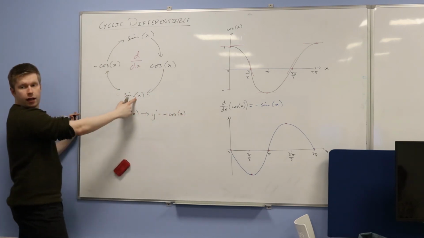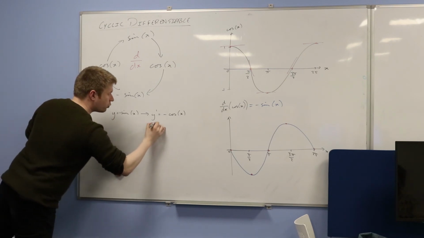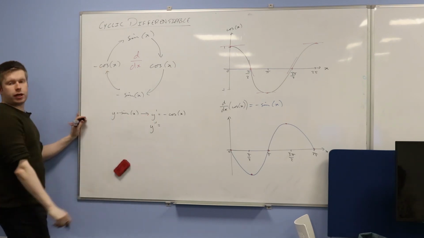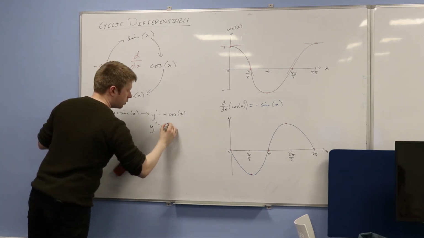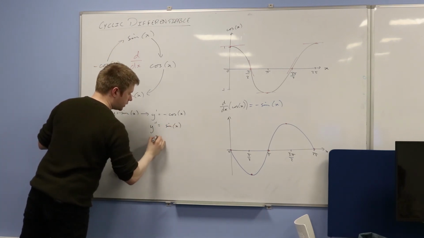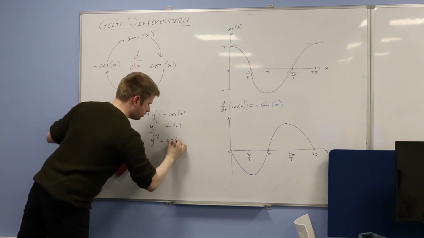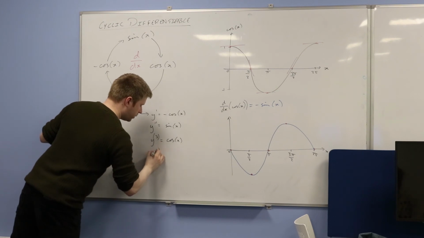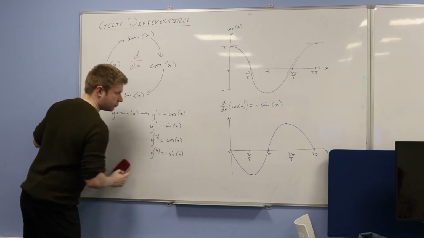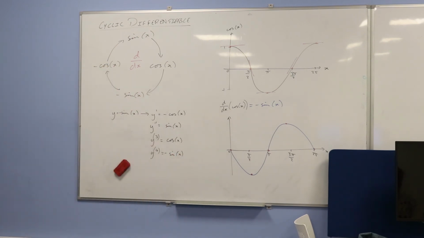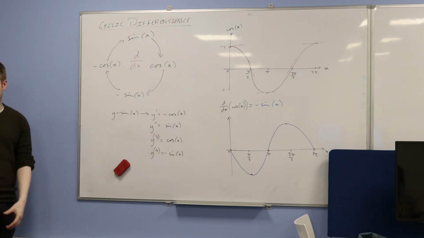Does that make sense? Because you're here, differentiate it, you go to here. Okay? What would the second derivative of negative sine x be? Yeah, so you're here, you go to here. What would the third derivative of sine x be? What did you say? Good. And what would the fourth derivative be? And then we're back to the beginning again. Okay? Does that make sense to everyone? So that's how you differentiate trigonometric functions.